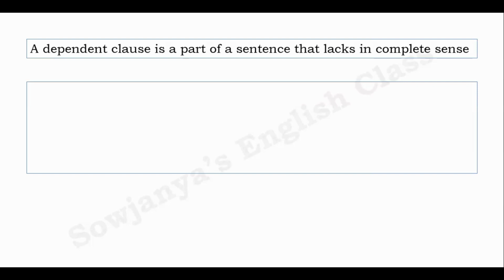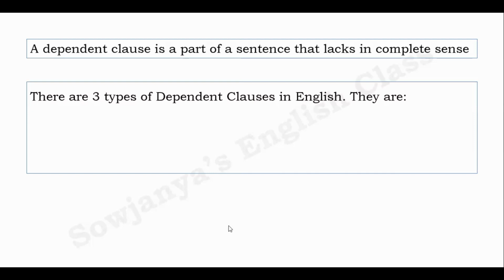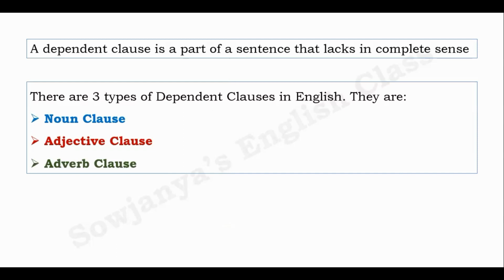A dependent clause is a part of a sentence that lacks complete sense. We all know that, I think. Dependent itself is a self-revealing word, which depends on something else to complete its meaning. Okay? And there are three types of dependent clauses in English. They are noun clause, adjective clause and adverb clause.